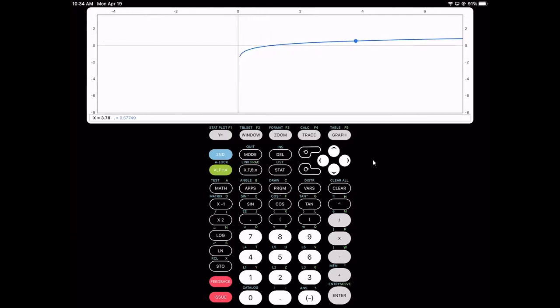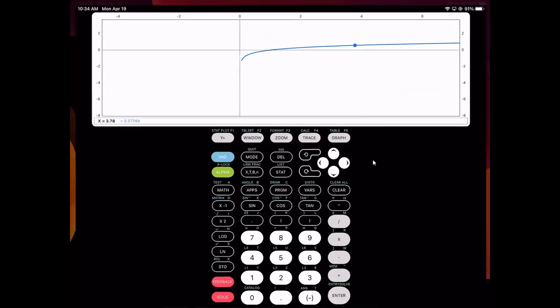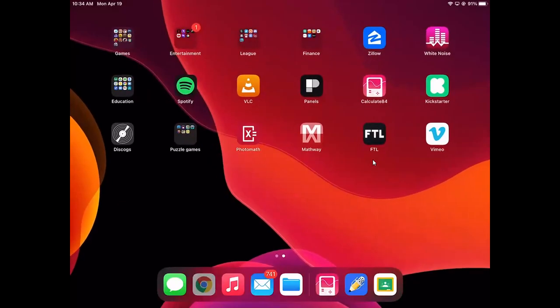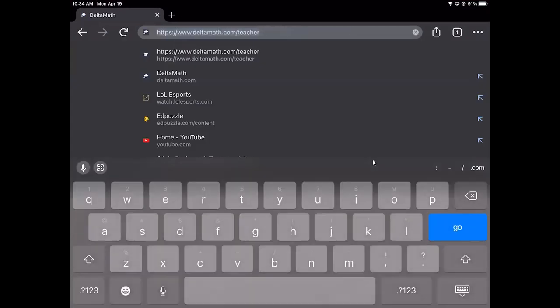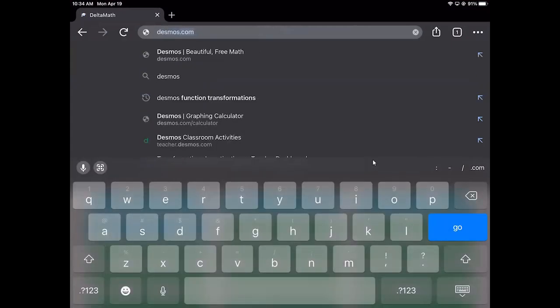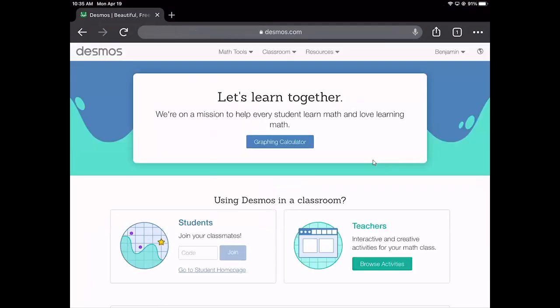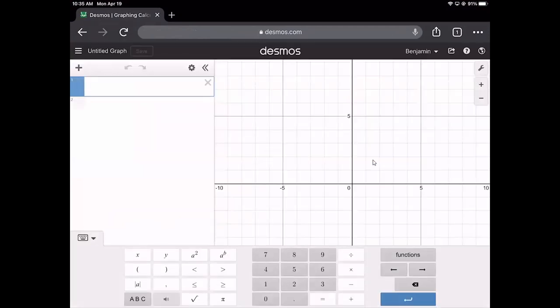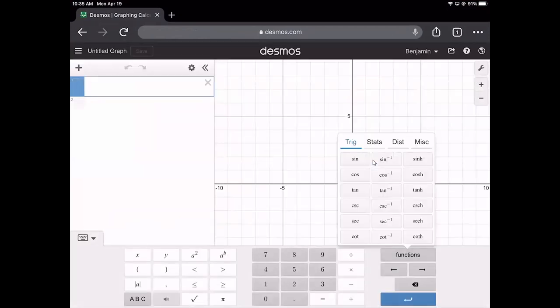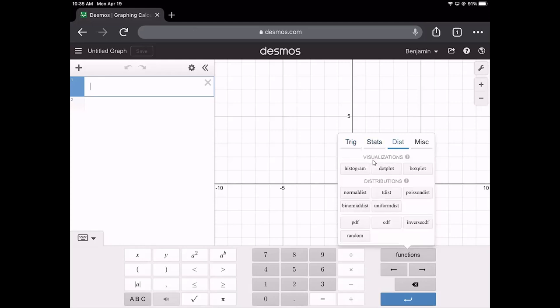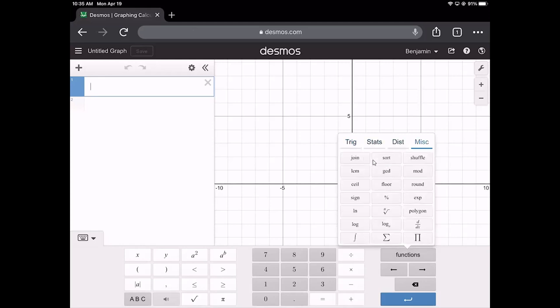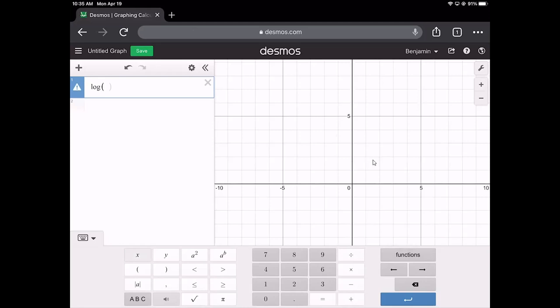I don't want to stop sharing my screen because God forbid it's not going to work. Let me see. If you go to desmos.com, let's just see. Let me see if this looks any better. How do you do a log? So I got log of x.